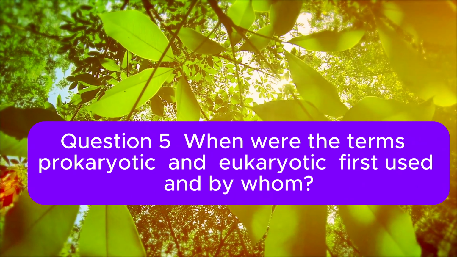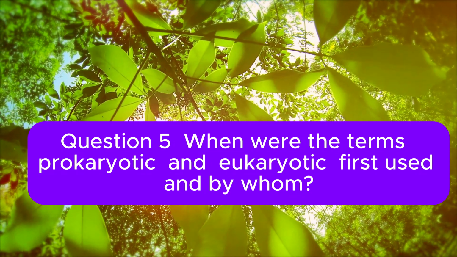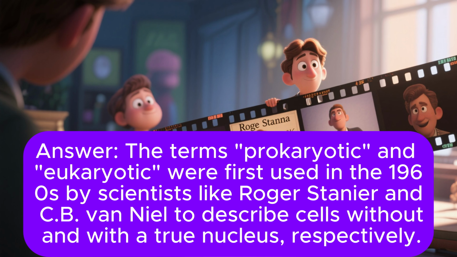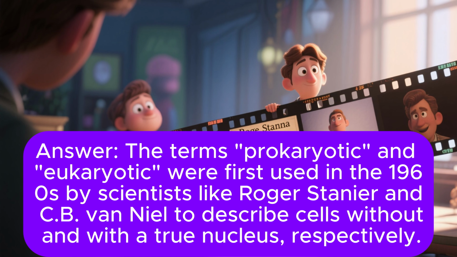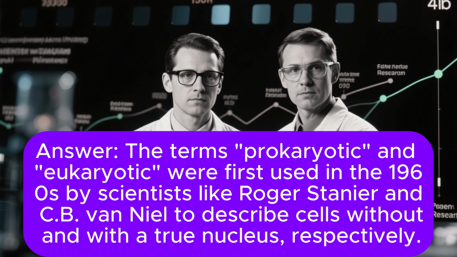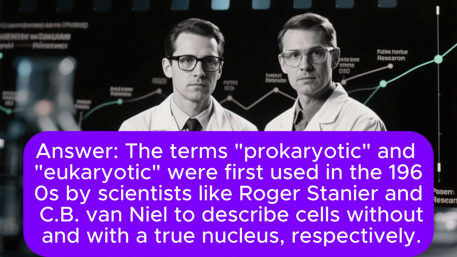Question 5. When were the terms prokaryotic and eukaryotic first used, and by whom? Answer. The terms prokaryotic and eukaryotic were first used in the 1960s by scientists like Roger Stanier and C.B. Van Niel to describe cells without and with a true nucleus, respectively.